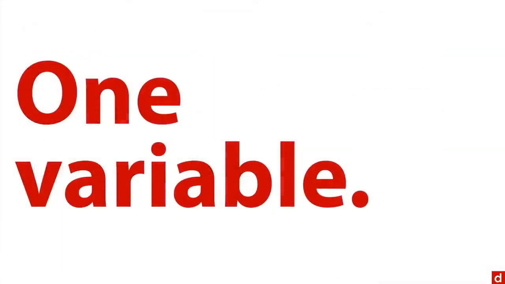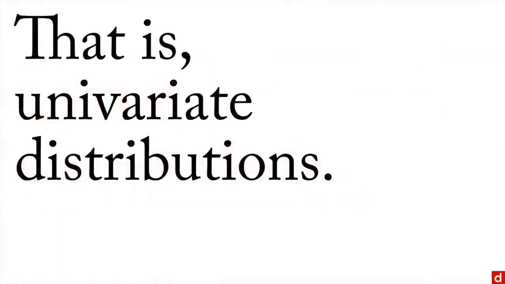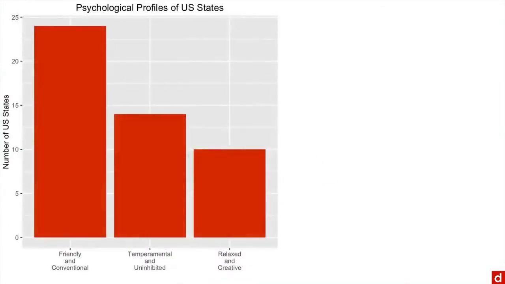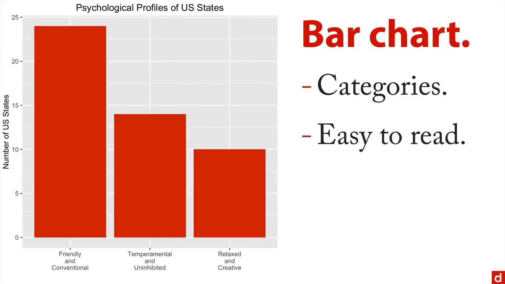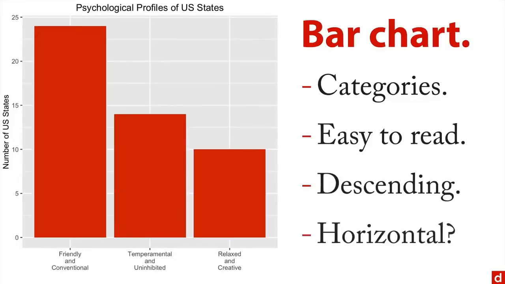But let's start the process for doing these graphics. We start with one variable, that is univariate distributions. And so you're going to get something like this. The fundamental chart is the bar chart. This is when you're dealing with categories and you're simply counting how many cases there are in each category. The nice thing about bar charts is they're really easy to read. Put them in descending order and maybe have them vertical, maybe have them horizontal. Horizontal can be nice to make the labels a little easier to read.